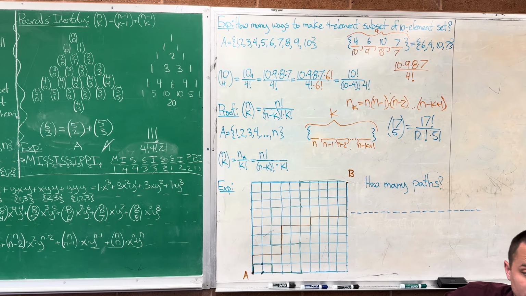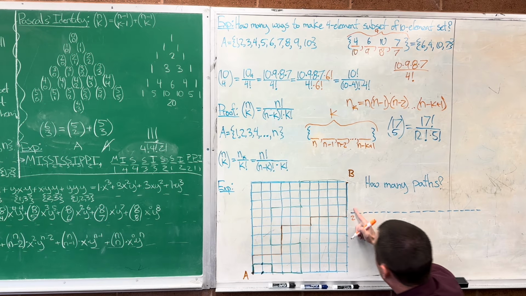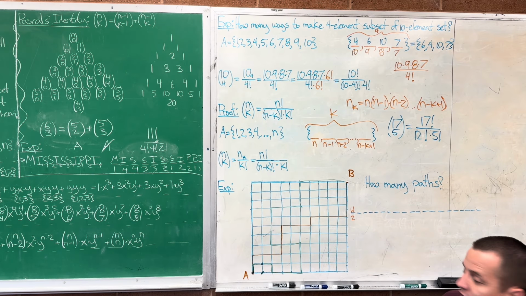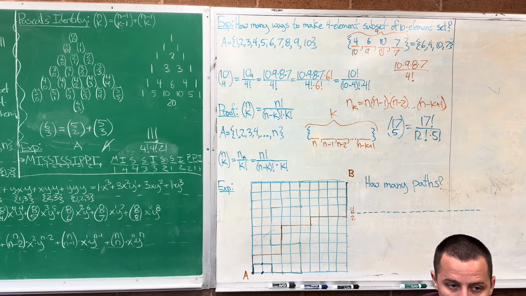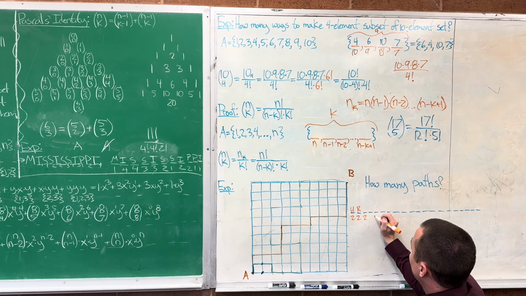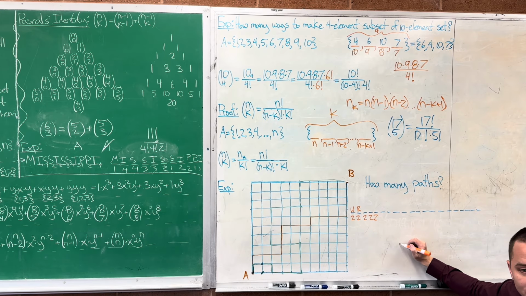And each time, how many choices do I have? 2. So I can either go up or to the right. Maybe that time I happen to choose up. For the second choice, how many options do I have? 2. And maybe that time I choose to go to the right. Times 2 times 2. And so the answer would just be, how many choices do I make? 2 to the 20.